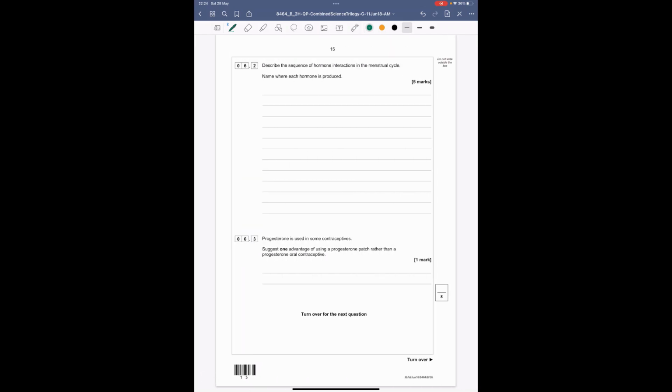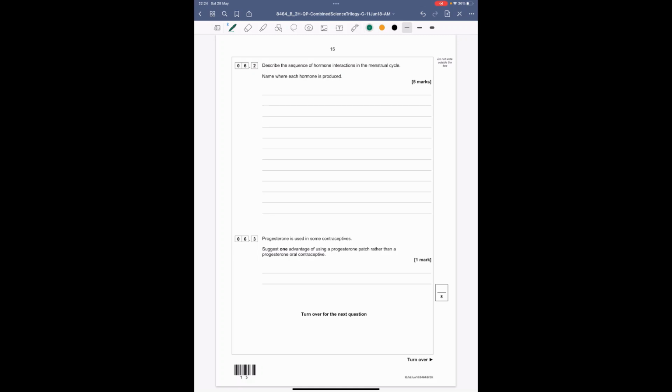Question 6.2. Describe the sequence of hormone interactions in the menstrual cycle. We've got to name where each hormone is produced. So this is effectively saying, describe the whole female menstrual cycle from the beginning, including where it is made and what those hormones do. So this is a really subject knowledge heavy question, and really does identify if you've revised it or not.